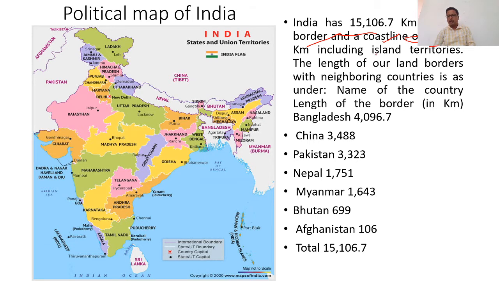Including some islands, as I said, we have two groups of islands. One is in the Bay of Bengal and one is on our western side. These are the two groups of islands there. So let's have a look at the border scenario of India.